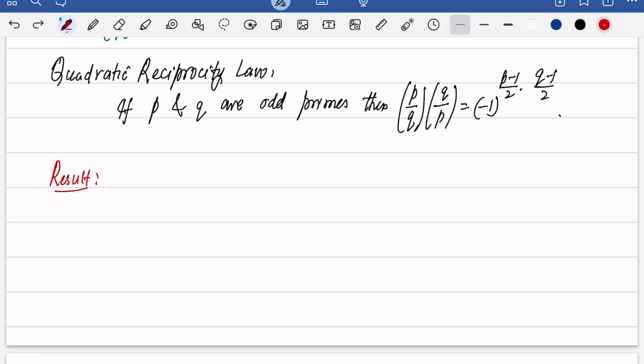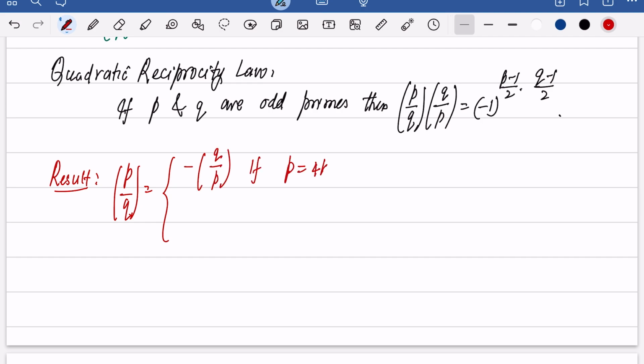Okay, now we take up one important result regarding this quadratic reciprocity. It states that this Legendre symbol p by q is equal to minus q by p if p has the form 4k minus 1 and q has the form 4l minus 1. That means if both odd primes are of the form 4k minus 1 and 4l minus 1, then p by q is equal to minus q by p. Otherwise this is the same as q by p.